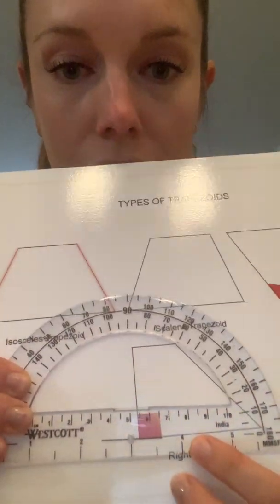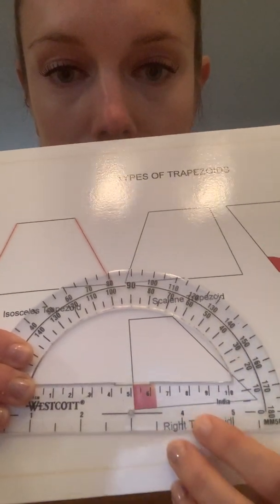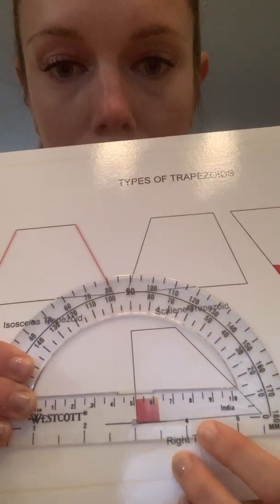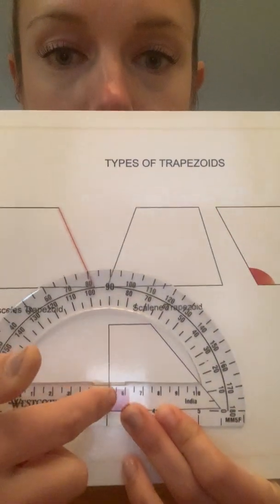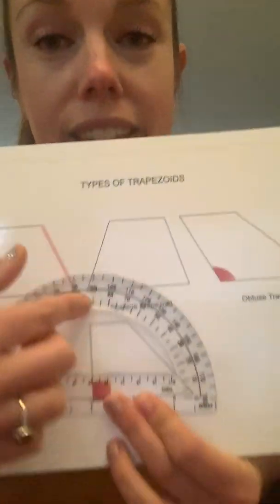120 is greater than 90, so we know that this would be an obtuse angle because it is larger than 90 degrees. Just like here, when we're measuring our other angle, we have to line up the dot to be on the vertex, make sure that my bottom line's lined up, trace the line up to the top, and it is exactly 90 degrees.